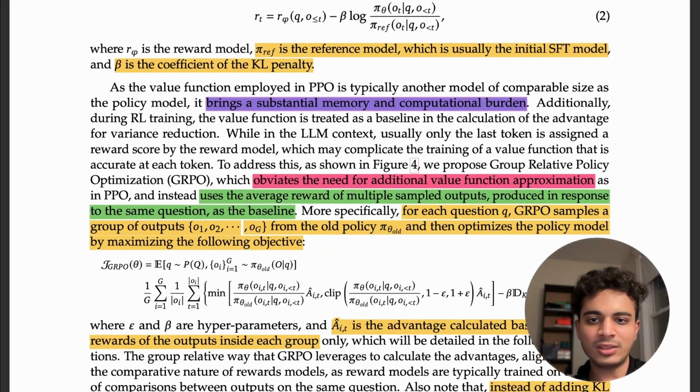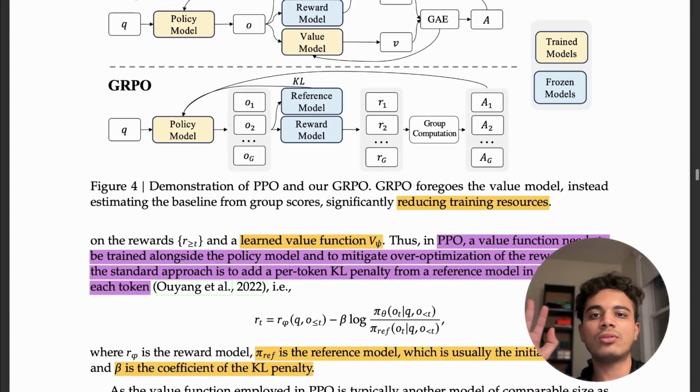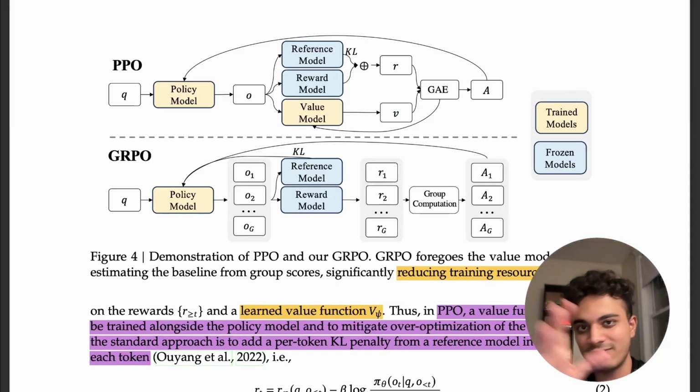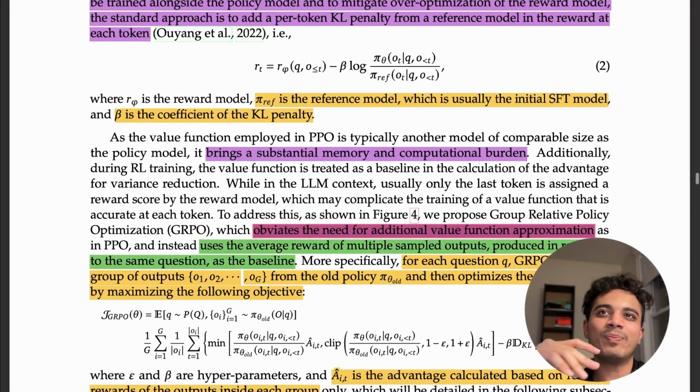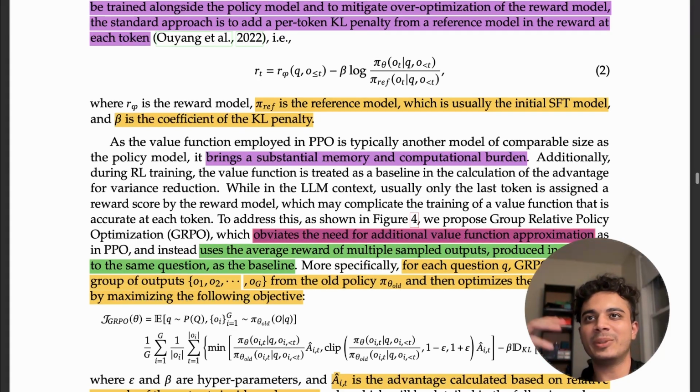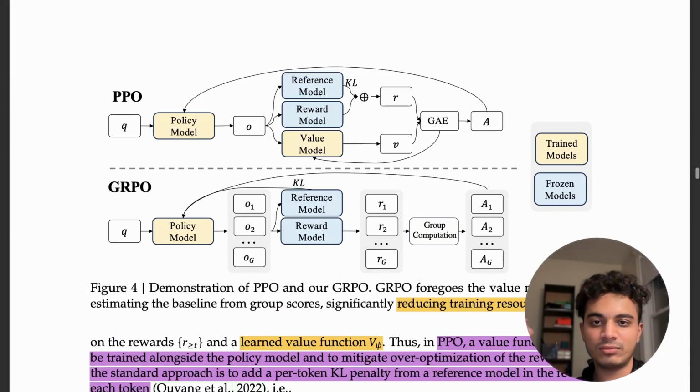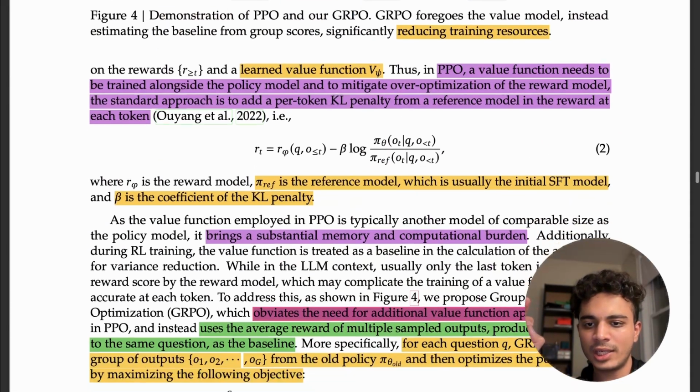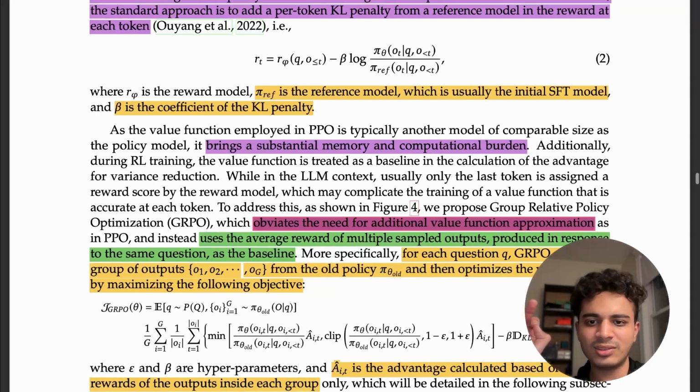What GRPO does is it obviates the need for an additional value function approximation. So over here, you don't need this value function. So your learnable parameters become half, which is very good, right? Your memory becomes really less. Your computation becomes like twice as easy as compared to PPO. And instead of using that value function approximation model, it uses something else. It uses the average reward of multiple sampled outputs produced in response to the same question as the baseline.